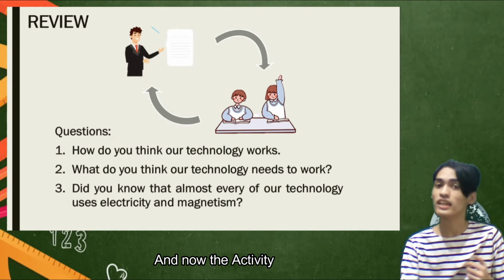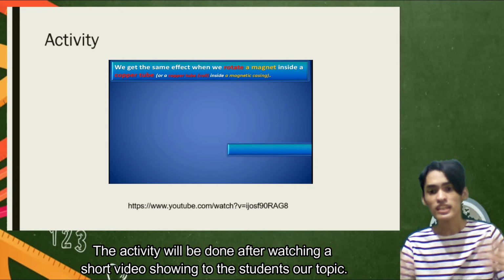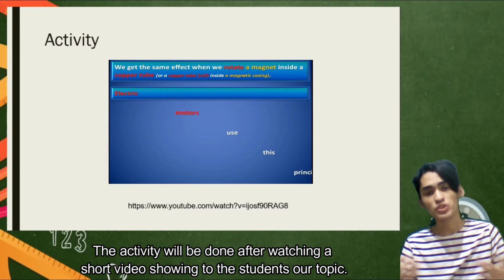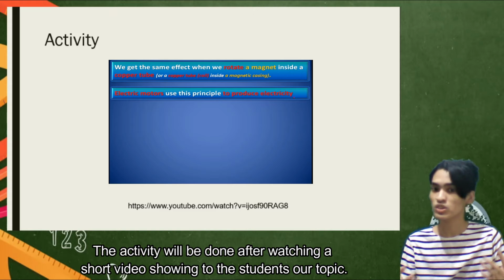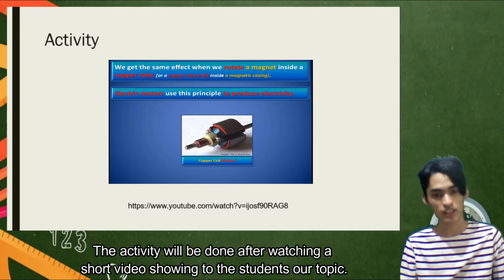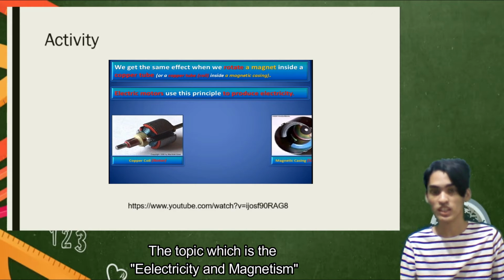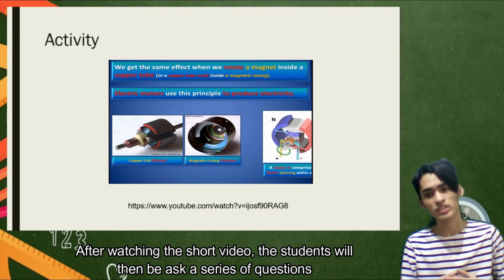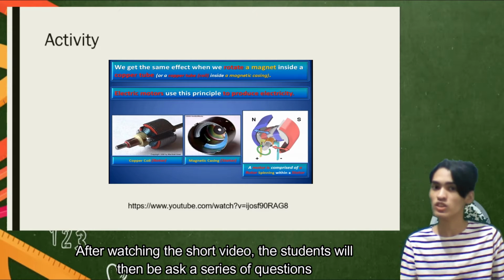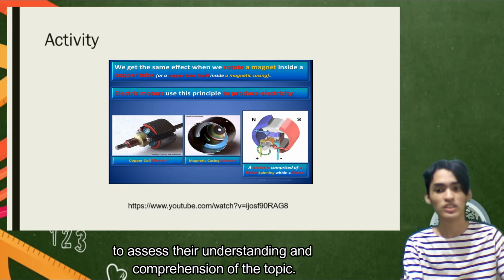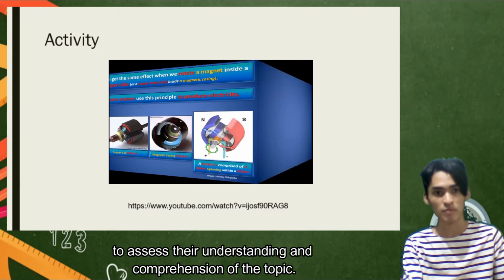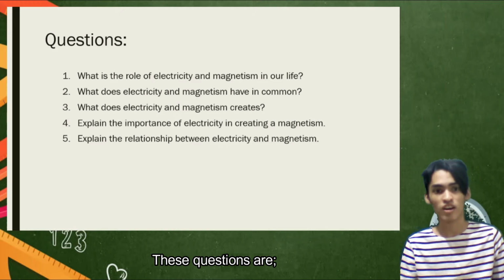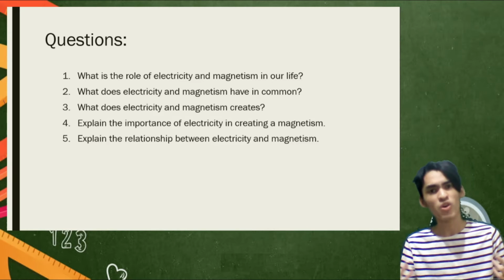And now, the activity. The activity will be done after watching a short video showing the students our topic, which is electricity and magnetism. After watching the short video, the students will then be asked a series of questions to assess their understanding and comprehension of the topic. These questions are: first, what is the role of electricity and magnetism in our life?